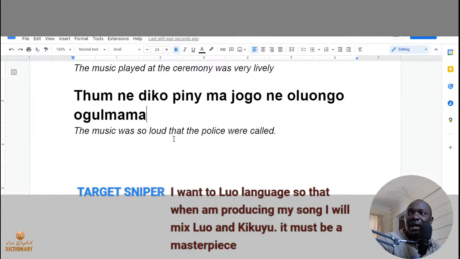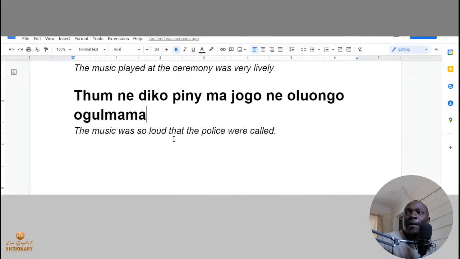Target Sniper: I want to learn Luo so that when I'm producing my song, I will mix Luo and Kikuyu. It must be a masterpiece. Make sure you send me a link to that song. That will be a nice song, especially if you can mix Luo words and Kikuyu words, and it will be very lovely.